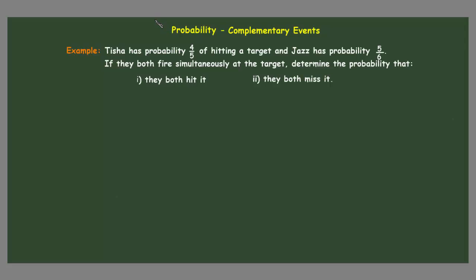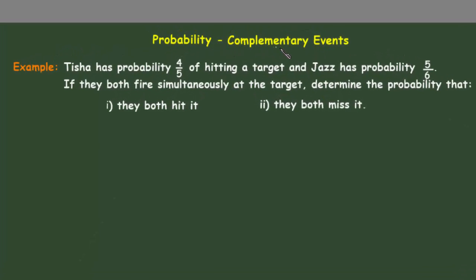Hello, welcome back. In this video, we're going to continue with the complementary events. As you can see in this example below, Tisha has probability 4/5 of hitting the target, and Jazz has probability 5/6. If they both fire simultaneously at a target, we want to determine the probability that they both hit it or they both miss it.